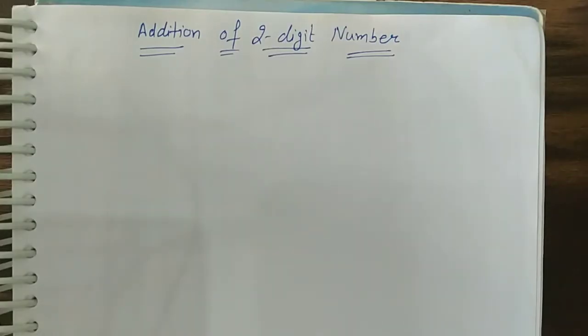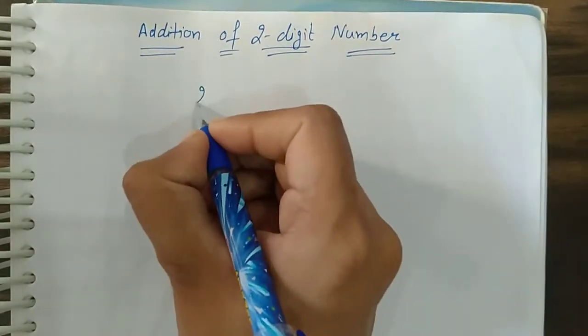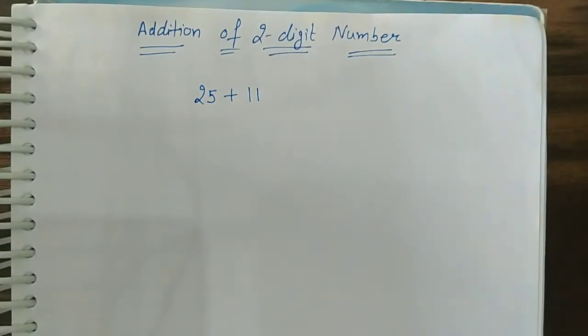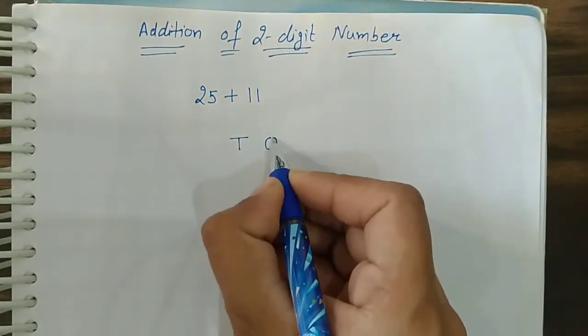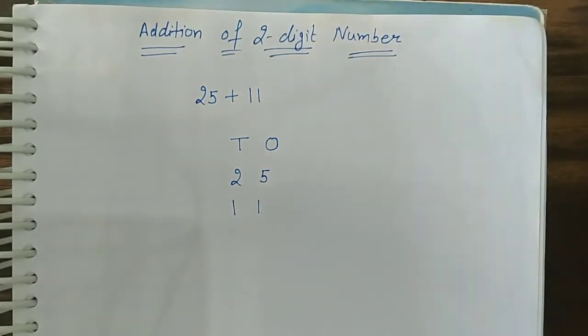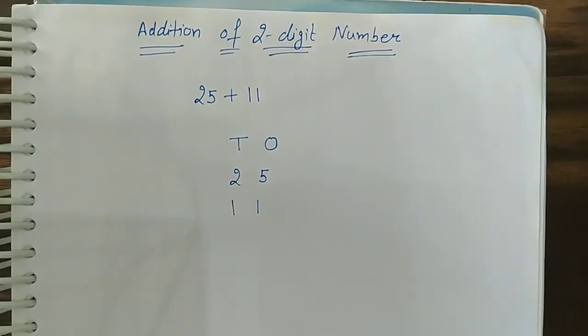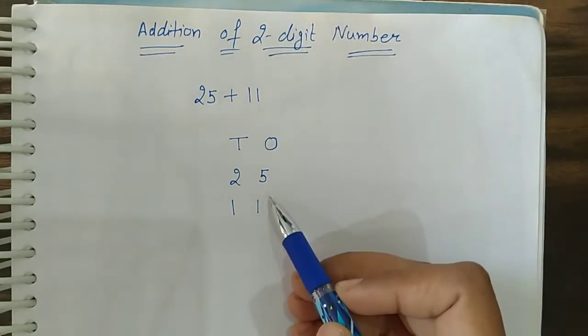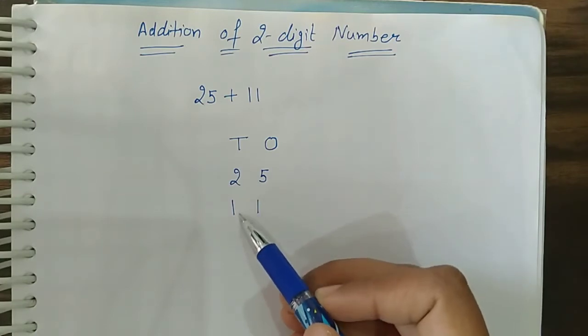Students, see this. Now we start addition of two digit numbers. Here we have to add 25 and 11. 25 plus 11. So first of all, write the numbers according to their place value. Write one number below the other like this. Write the digit in the ones place below ones and the tens place below tens.